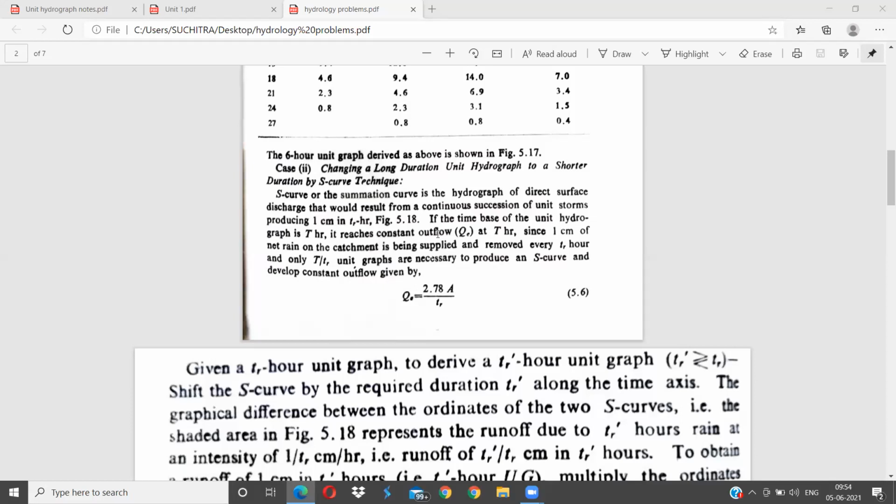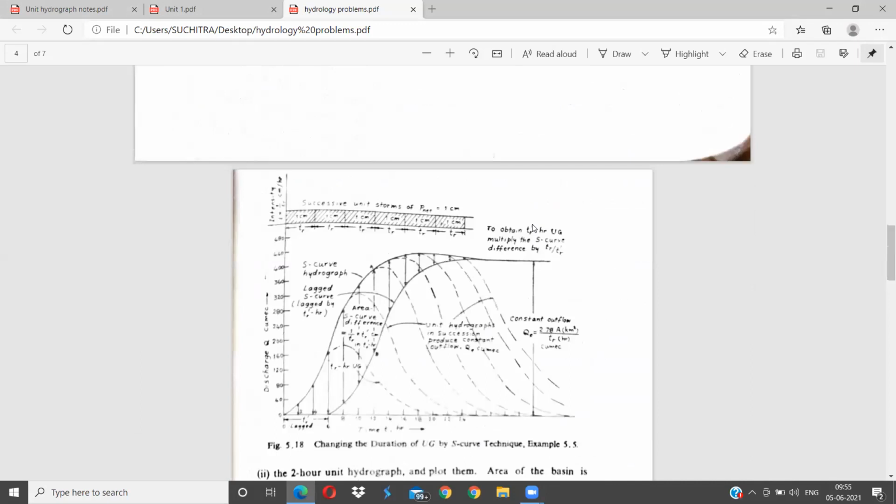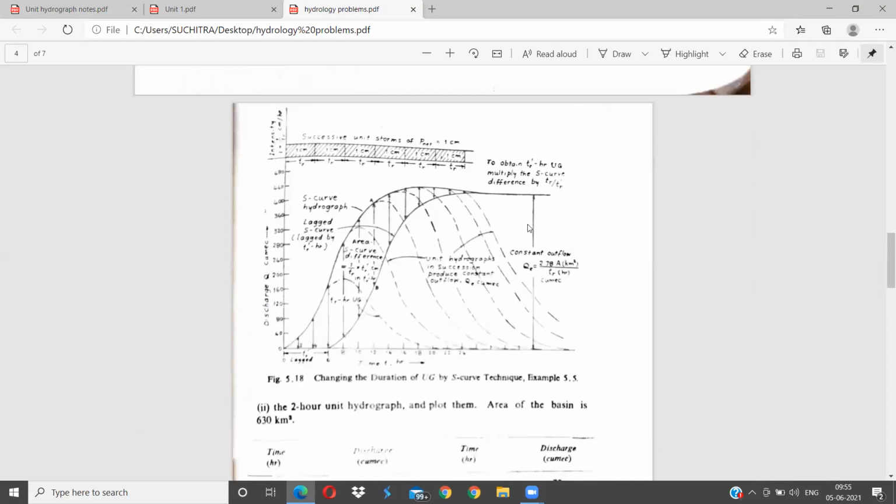So it reaches about a constant outflow at TR hour. Since 1 centimeter of net rain on the catchment is supplied and removed every TR hour, only T by TR unit graphs are necessary to produce an S-curve and develop constant outflow. So we have selected here, you can see the graph of the figure of the S-curve.